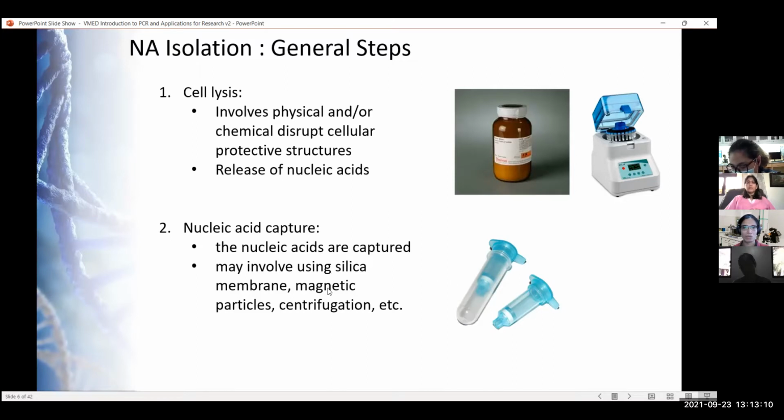And you can also do magnetic particle separation, which we will not discuss because this is just an introduction. But it can be also used as well. And you can also use centrifugation. So centrifugation is usually employed for larger volumes of nucleic acid, such as when you isolate DNA from cultures, bacterial cultures, or plant cells. So these are the different methods of nucleic acid capture.